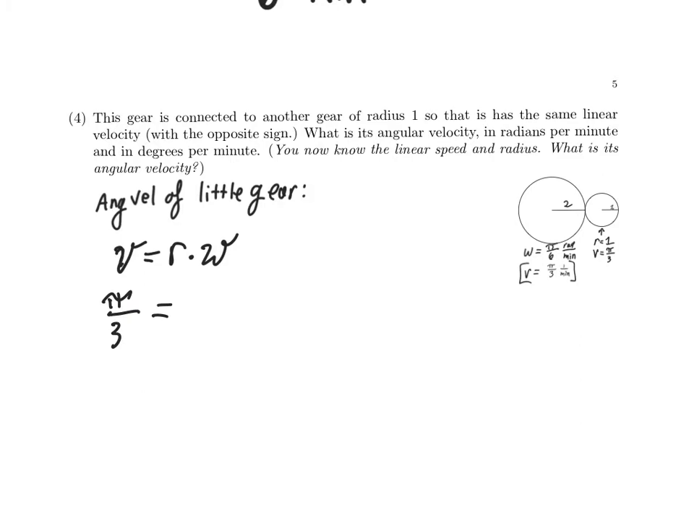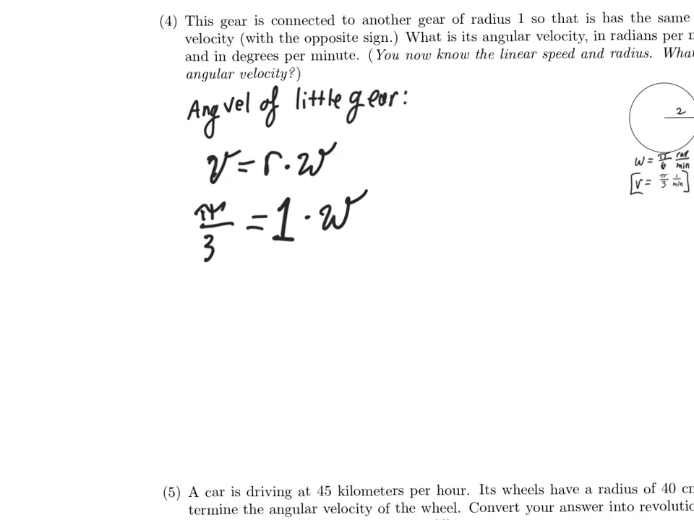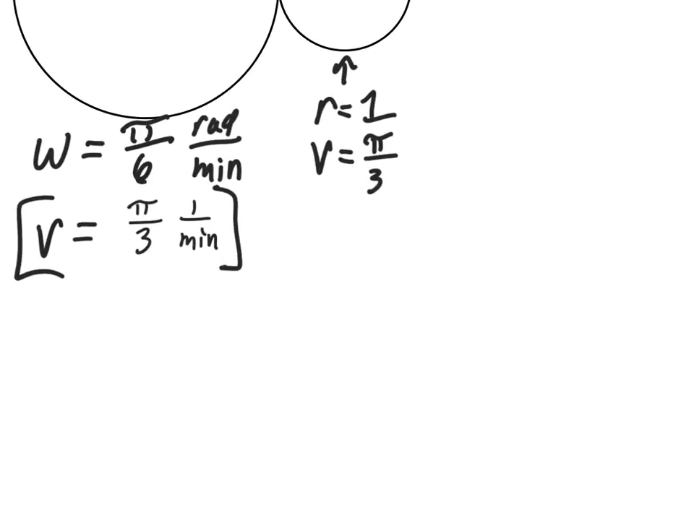I know the radius of the little gear is 1. I would like to know omega. Is that an equation that you can solve for omega? Yeah, of course it is. It's basically already solved. You end up with omega equal to pi over 3 radians per minute. So this smaller gear has angular velocity of pi over 3 radians per minute.